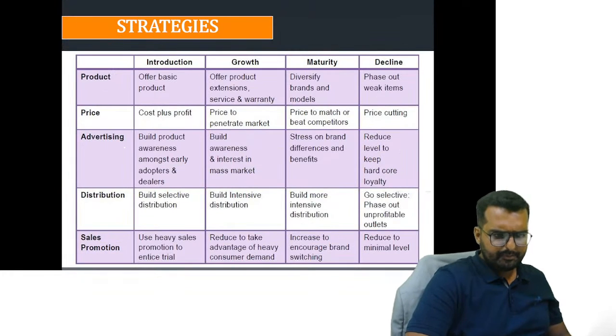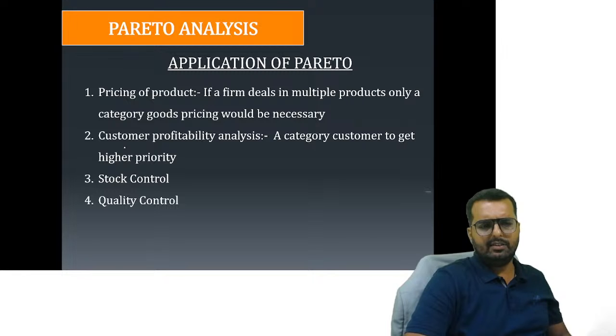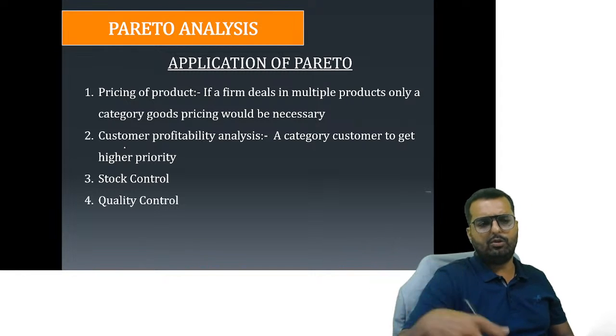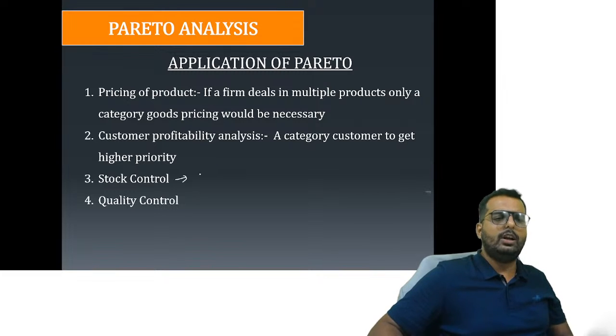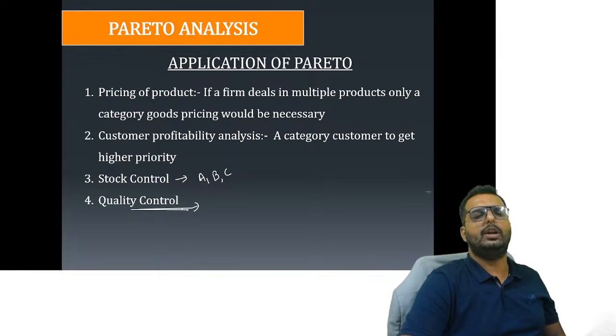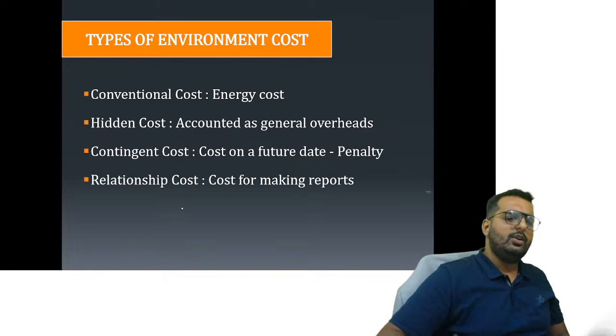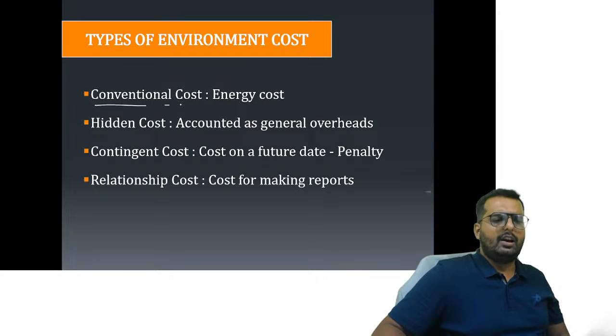All right. Then Pareto analysis, we learned about this. Pricing of a product, customer profits also we can do. Stock also you can do it in ABC. That's what I showed you. Quality control purpose also you can use Pareto analysis. Environmental management accounting we learned now. We are collecting the information relating to environmental cost. You are having 4 types of cost. Conventional cost such as energy cost, electricity.